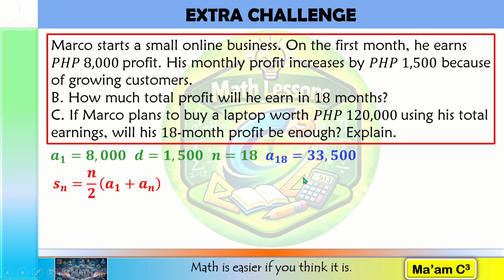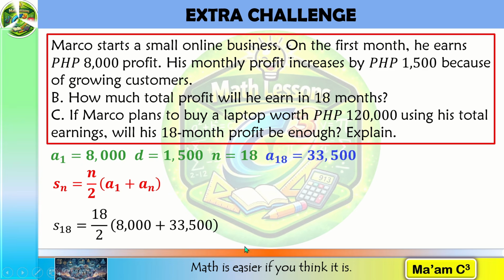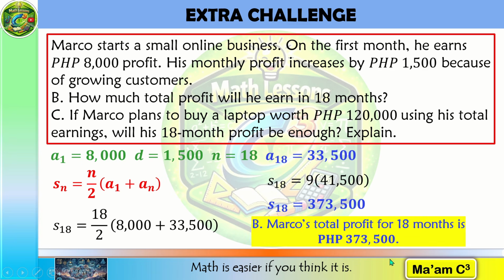Our n is 18. Our a sub 1 is 8,000. Our a sub n is 33,500. 18 divided by 2 is 9. 8,000 plus 33,500 is 41,500. 9 times 41,500 is 373,500. So Marco's total profit for 18 months is 373,500 pesos.